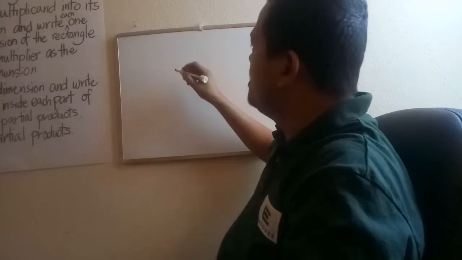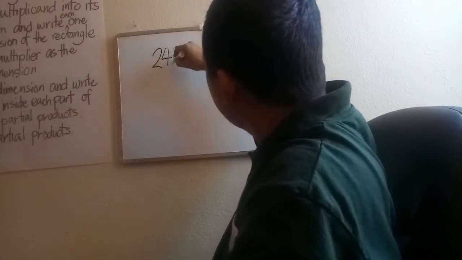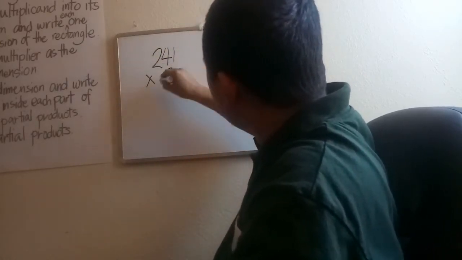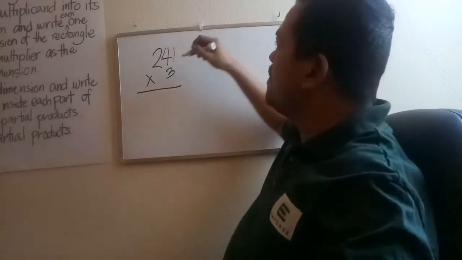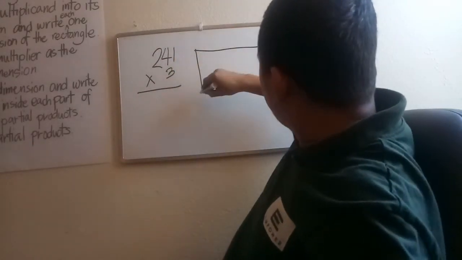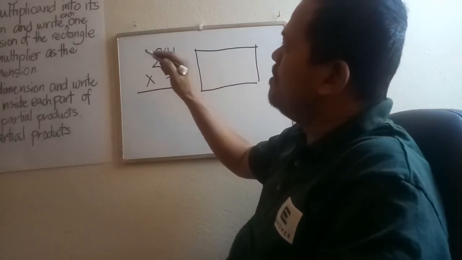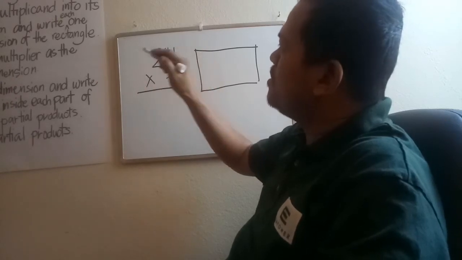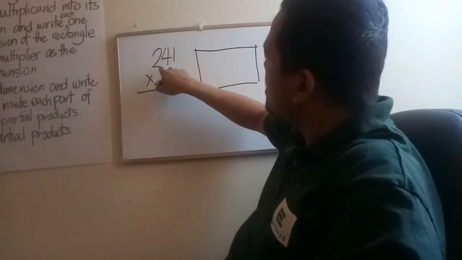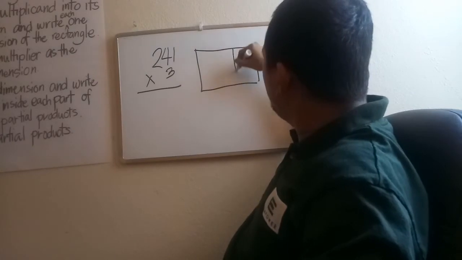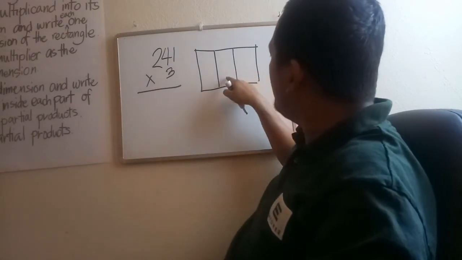Let's use the area model to multiply numbers. Okay, so let's say we got here 241 times 3. When we use an area model, we draw a rectangular model first. So let's draw a rectangular model. Next, break the multiplicand into its expanded form and write each one as a dimension of the rectangle. So here's our multiplicand: ones, tens, and hundreds. We are going to break this rectangle into ones, tens, and hundreds.